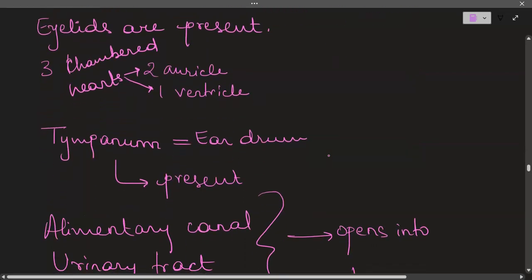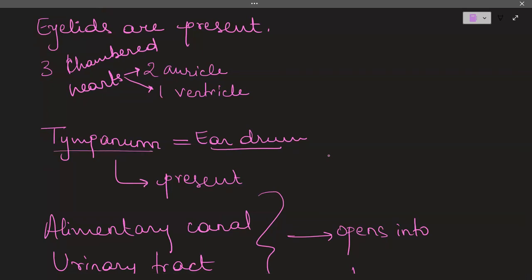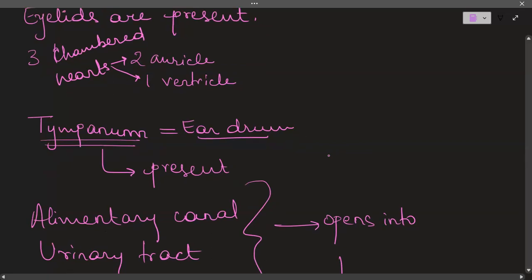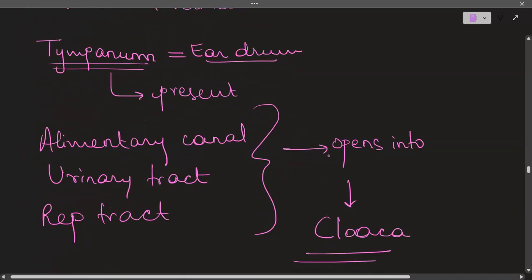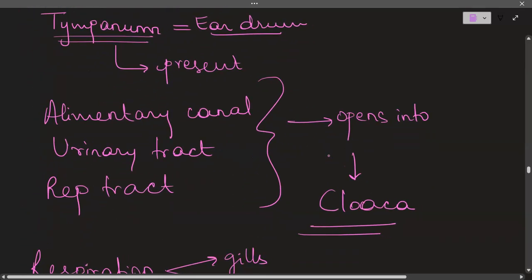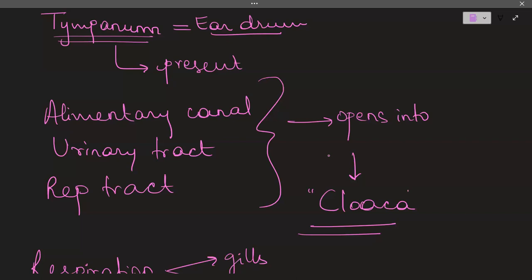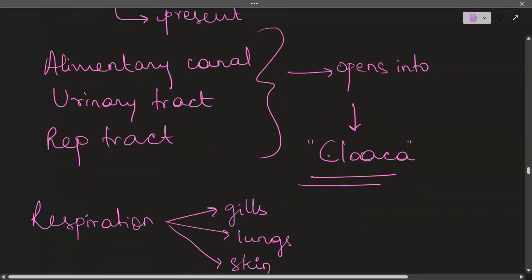Now they have a tympanum present, which is like the eardrum. They do not have the external ear, but they have the tympanum present because of which they can hear. Now the alimentary canal, the urinary tract and the reproductive tract, all of them have one common opening, which is known as cloaca. This is only for amphibians.